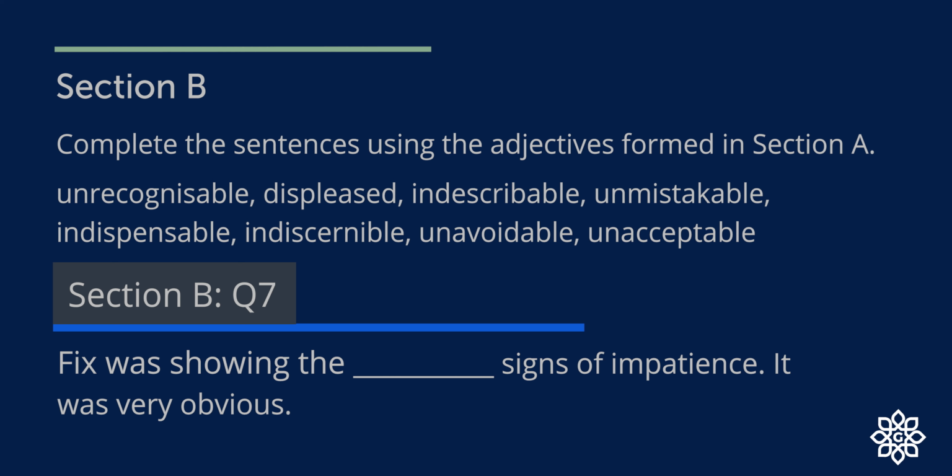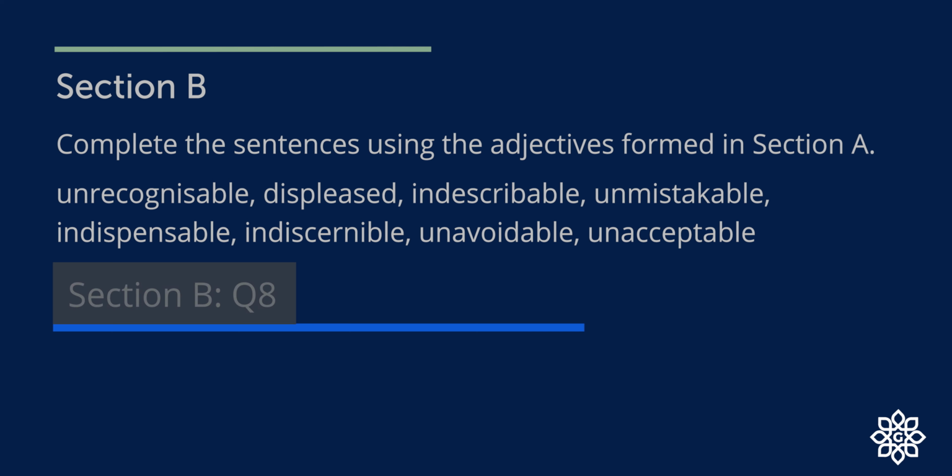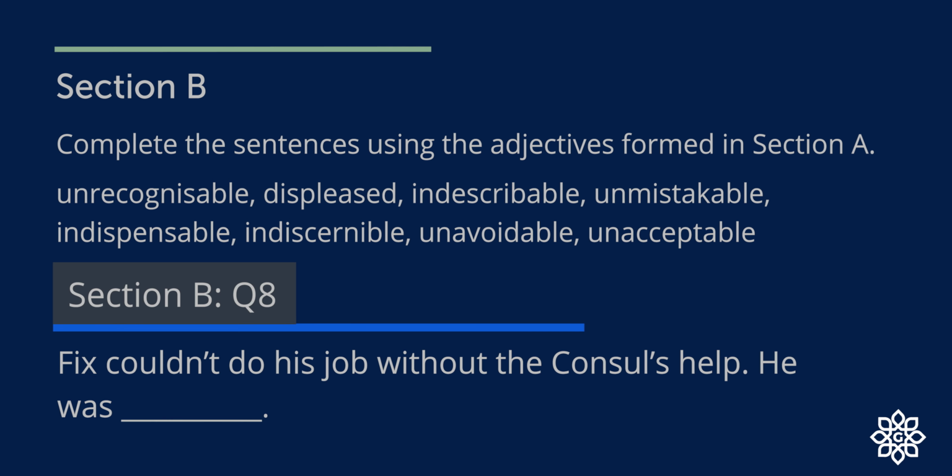It was very obvious. So the correct word is unmistakable. Question number 8. Fix couldn't do his job without the council's help. He was blank. He was indispensable.